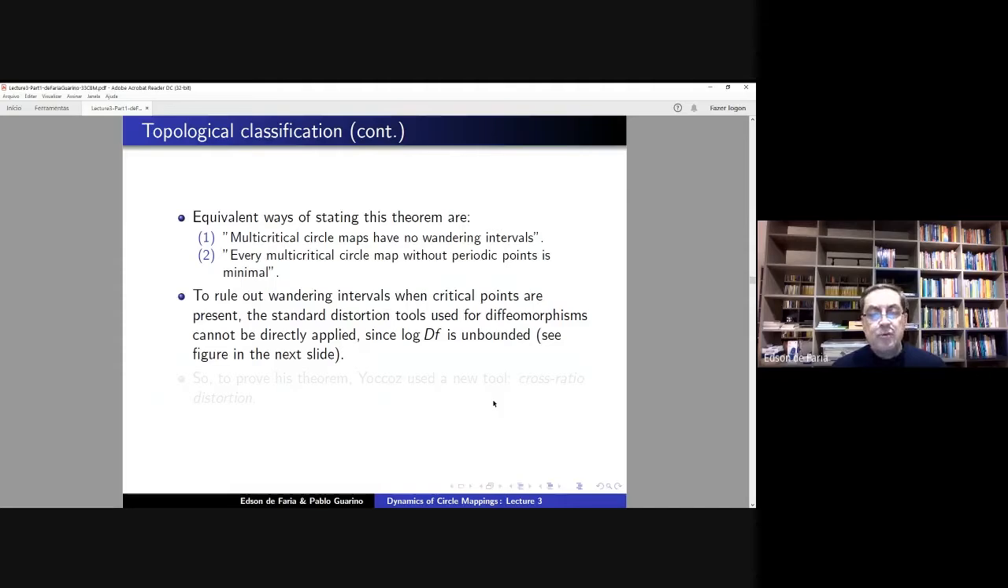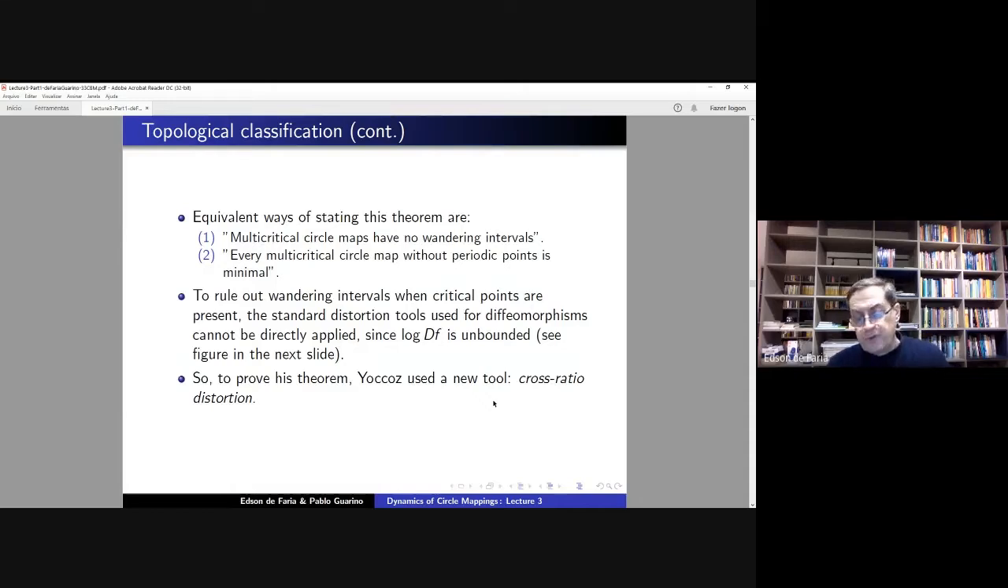Now, remember that in order to prove the Denjoy theorem, which states that under certain conditions, if the map is sufficiently smooth and it's a diffeomorphism and has irrational rotation number, then it doesn't have wandering intervals, we use tools like the bounded variation, right? Like the variation of the log of the derivative of the map. Now, if you have critical points, this tool cannot be directly used, because the logarithm of the derivative of the map is clearly unbounded, right? If you have Df equals 0 at some point, the logarithm is going to go to minus infinity. In fact, I'll show you a picture in a moment, a schematic picture.